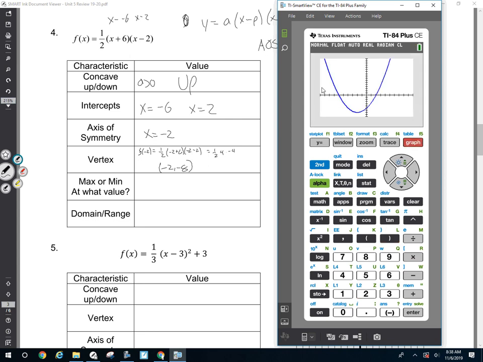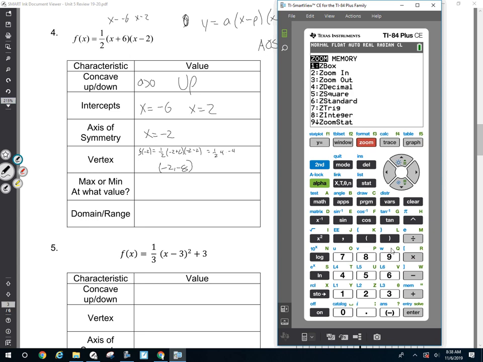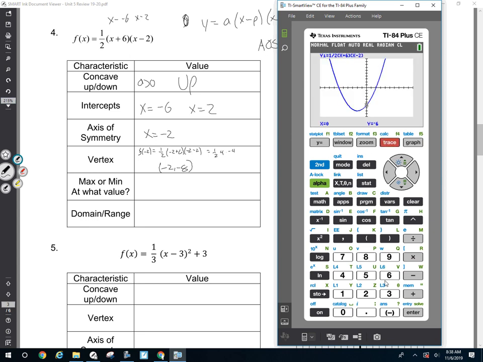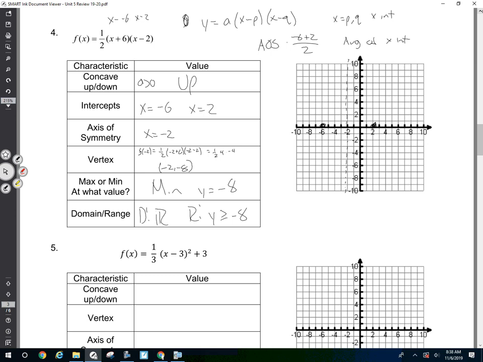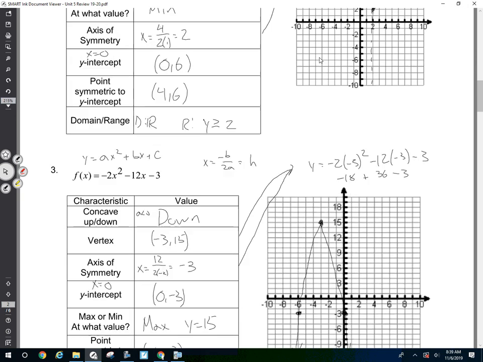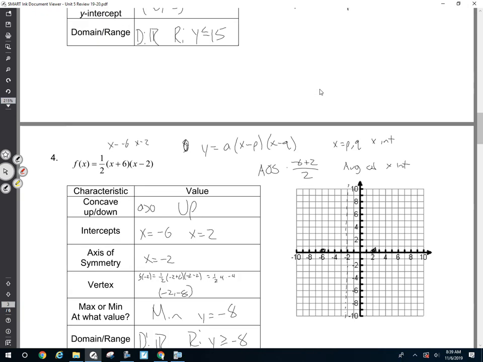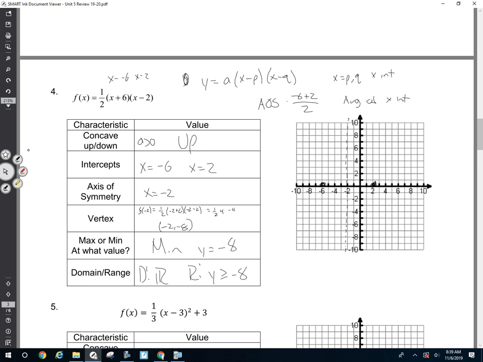We know our axis of symmetry is at x equals negative 2. I'm going to go back to Zoom standard. Trace, plug in negative 2. We get our y coordinate of negative 8. Max or min, we can see it's a minimum value. The minimum value is at y equals negative 8. The domain, all reals. The range: all of my y values are bigger than or equal to negative 8. Graph it a little bit. Negative 2, negative 8.